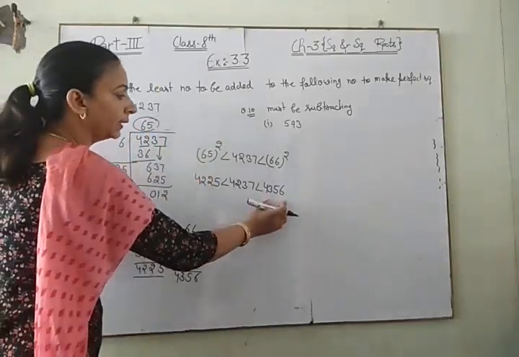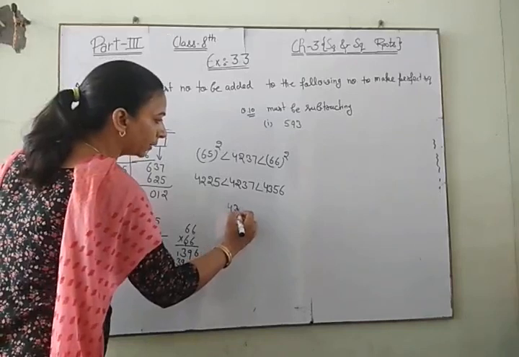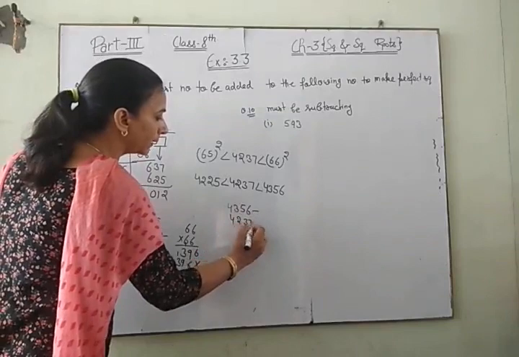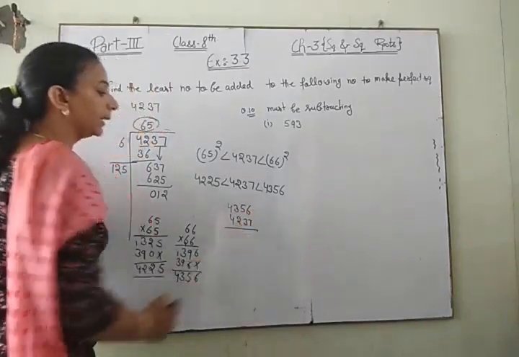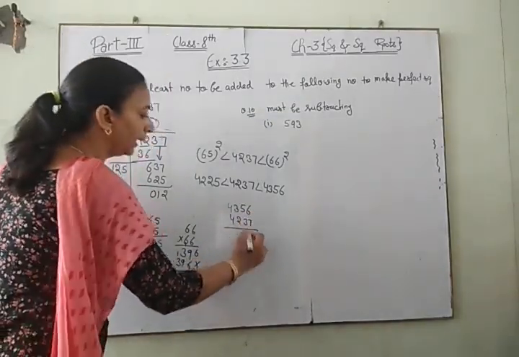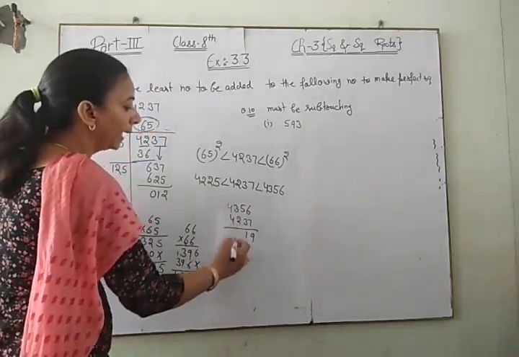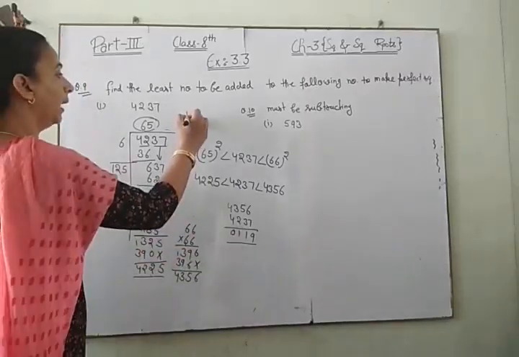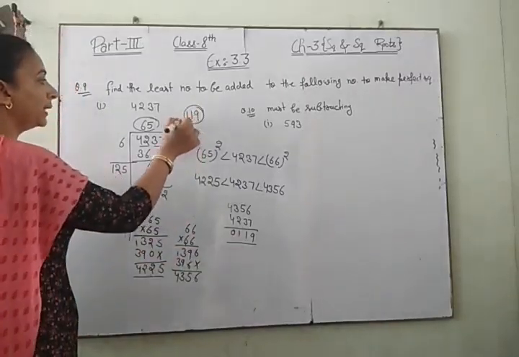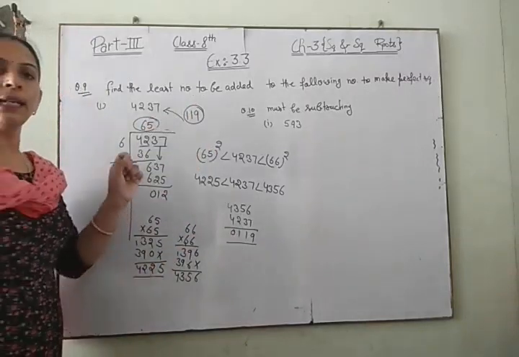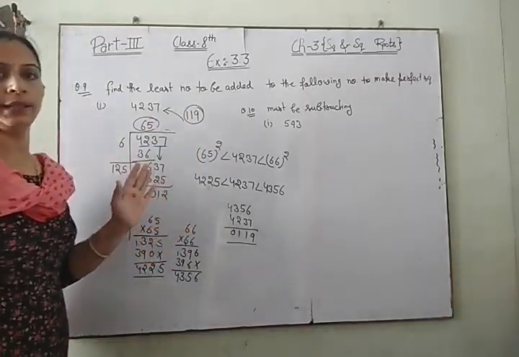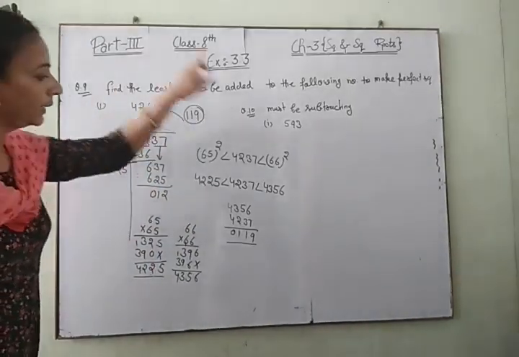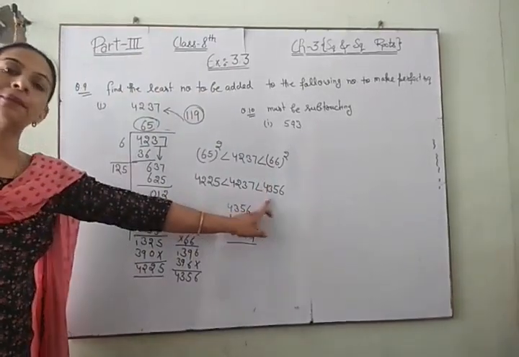So we take this number. First we take 4356 and subtract 4237. That is 16 minus 7, 9; 4 minus 3, 1; and 3 minus 2, 1. That is 119. If we add 119 to this number, then the resulting number is a perfect square.